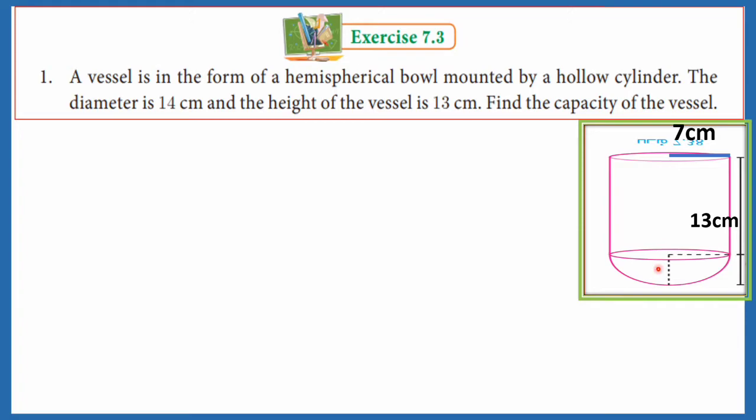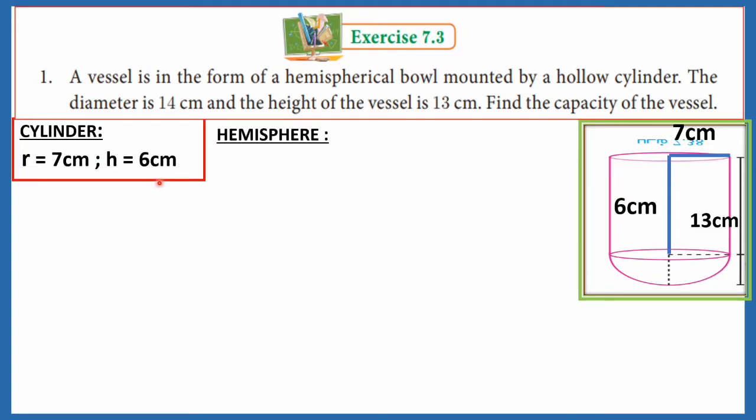First find out the height of the cylinder. To calculate the height, we have to subtract the radius of the hemisphere. So 13 minus 7, 6 cm. Before going to solve the problem, we have to list out the shapes and their measurements. First cylinder, radius 7 cm, height of the cylinder 6 cm. Then for hemisphere, radius equal to 7 cm. In combined solids, the radius doesn't change.